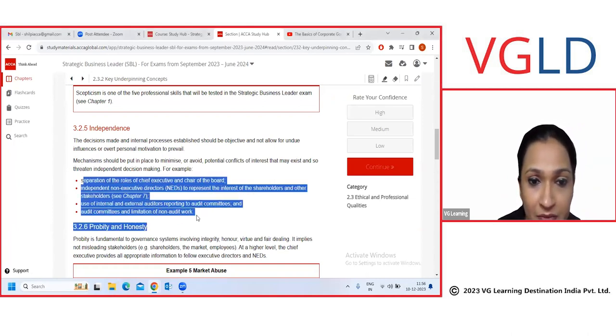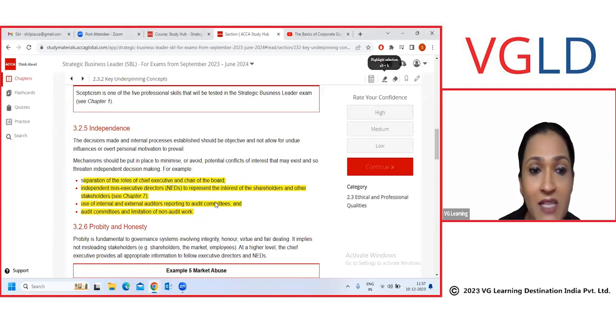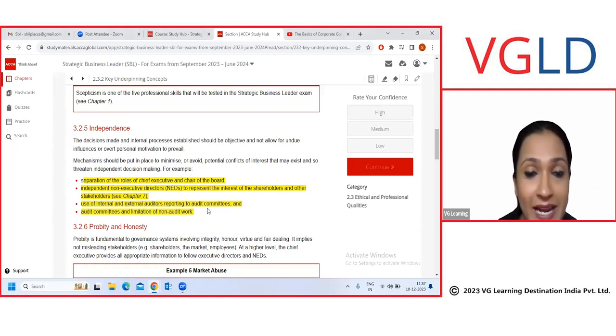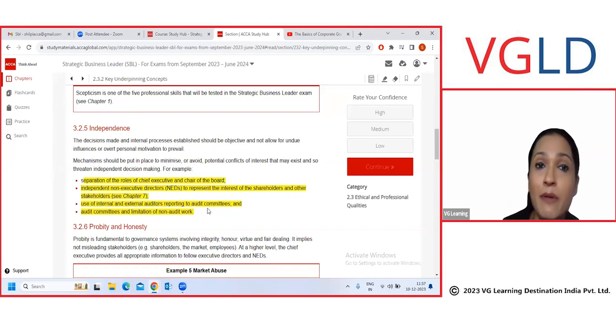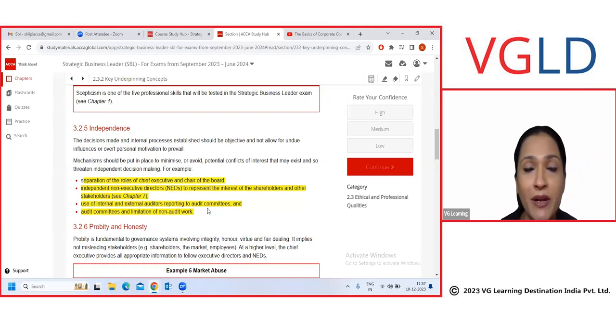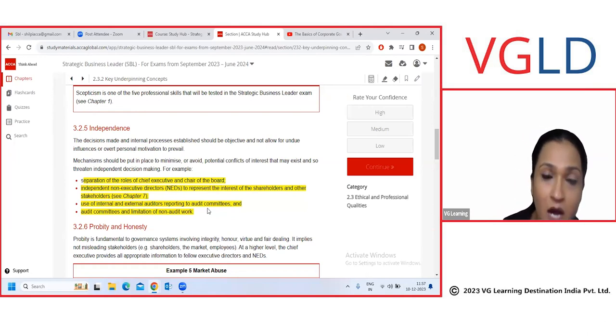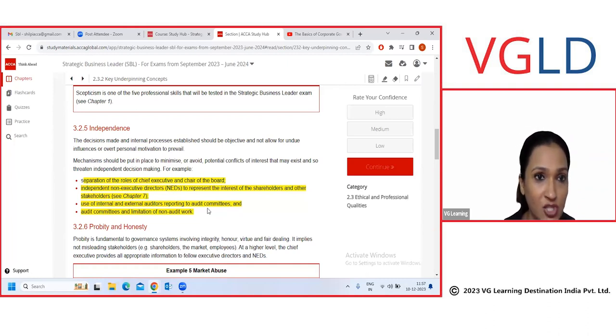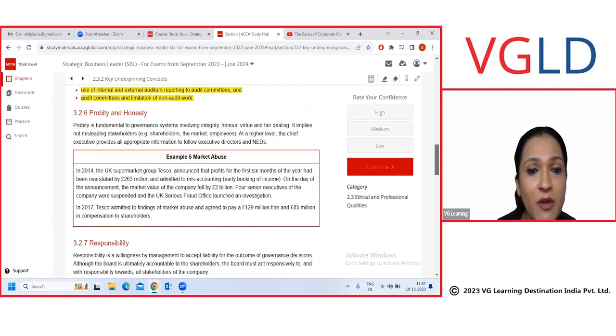We need to have independence in all of these criteria: bring in separation of power between your executive and your chairman of the board, bring in independent non-executive directors, bring in the use of internal and external auditors to report to the audit committee, which is comprised of 100% NEDs, and limitation of non-audit work. There are a lot of corporate governance rules and procedures that we will be studying here, and all of that independence has been brought into the picture purely to remove this agency gap between the people who own the company, that is the shareholders, and the people who manage the company, that is the executive directors. Right? Is this okay with everyone?